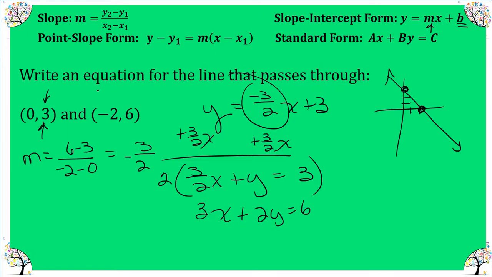If I were asked to put it in point slope, which there's really no reason at this point, I would use my first point and I would say y minus 3 equals my slope of negative 3 over 2, and then x minus 0. Of course, I probably wouldn't write the minus 0, but this would be point slope.